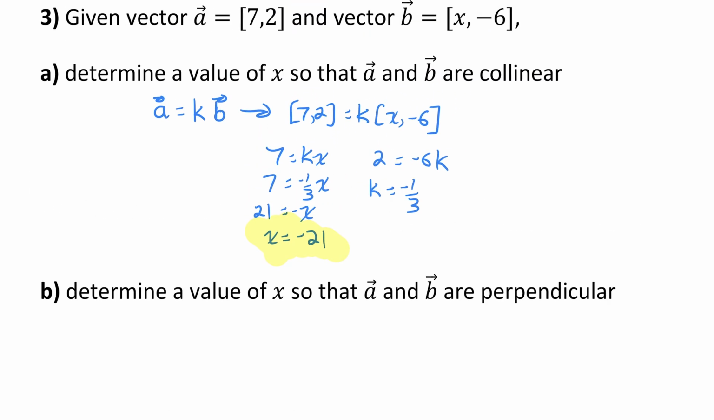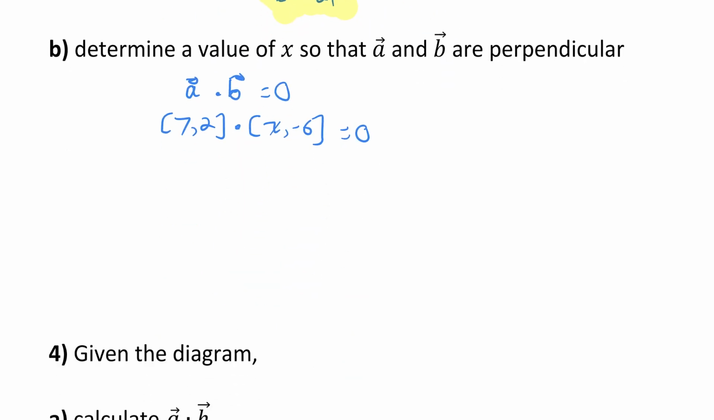Part B says determine a value of x so that A and B are perpendicular. Well, A and B would be perpendicular if their dot product was 0. So I will set A dot B equal to 0 and then solve for x. So vector A is 7, 2. Vector B is x, negative 6. And their dot product is 0. So dot product, I multiply the x components, so 7 times x, plus multiply the y components. And now I just isolate for x. So I have 7x equals 12, divide the 7 over. I have x equals 12 over 7.